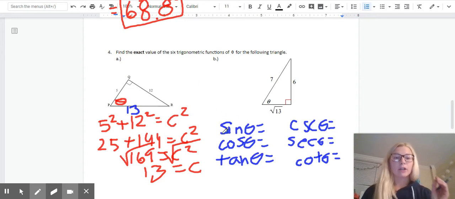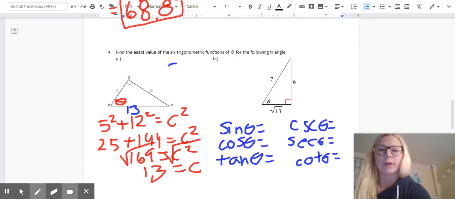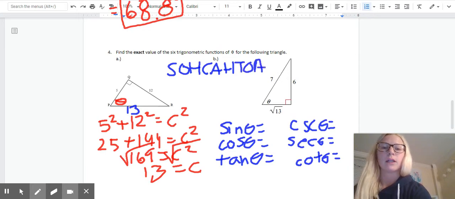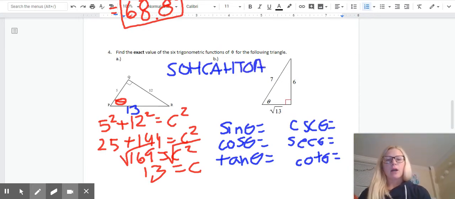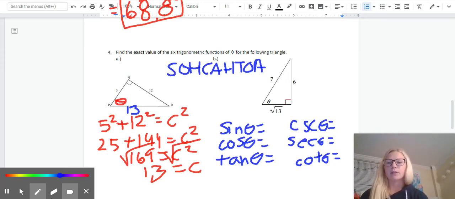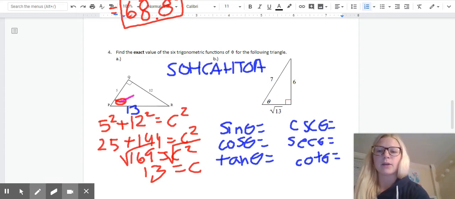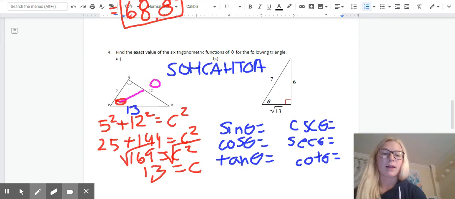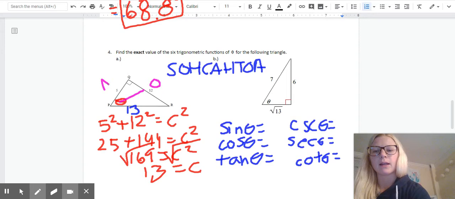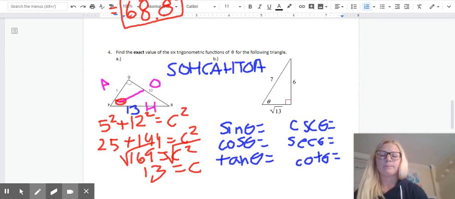So now we have to think SOHCAHTOA. I'm going to write that. SOHCAHTOA. You should have learned about SOHCAHTOA last year, but also in that video. Sine is opposite over hypotenuse. So let's see, what is my opposite? What is my hypotenuse? Since my angle is here, when I draw a line across to the other side, that becomes the opposite. And then my other side is the adjacent. And we know 13 is the hypotenuse.